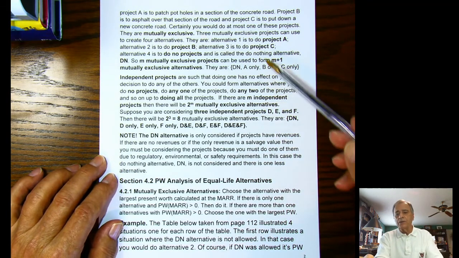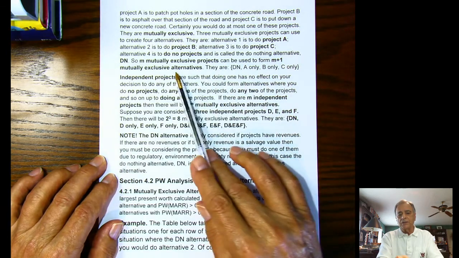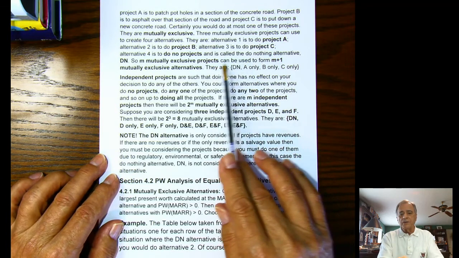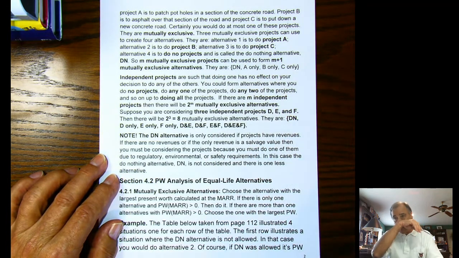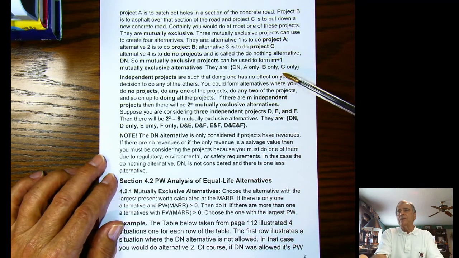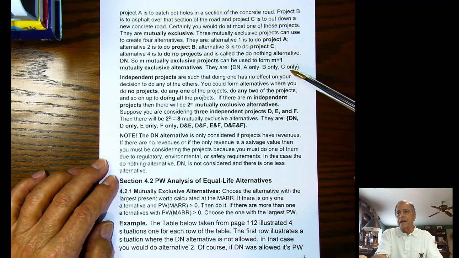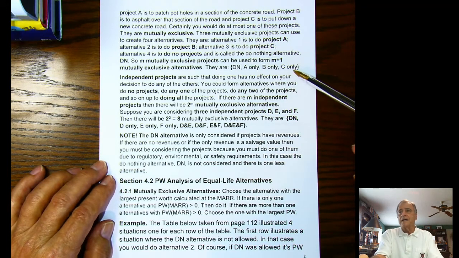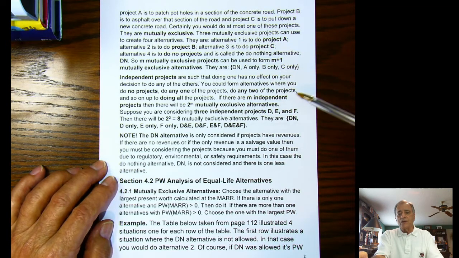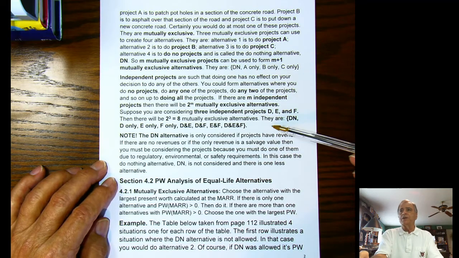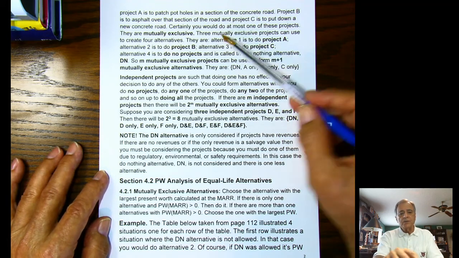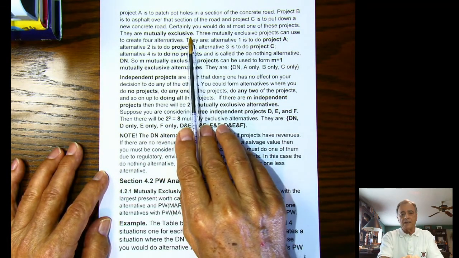The only case where you wouldn't consider the do nothing alternative is where either there's no revenue or the only revenue is a salvage value. If there's no revenue given, obviously the present worth would be negative, and you wouldn't look kindly on that kind of a project. However, in some cases, you're just trying to minimize costs. There is revenue, but you don't estimate it. So we're going to look at the case where we have mutually exclusive projects first.